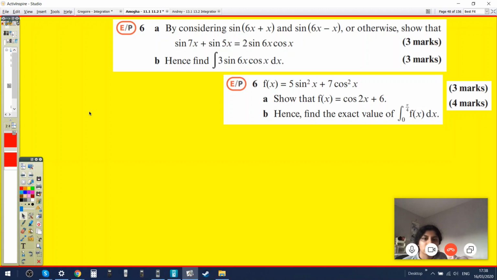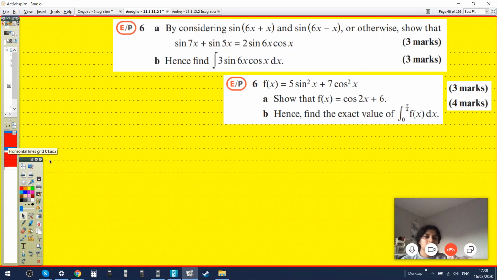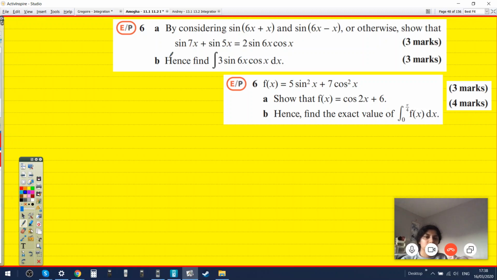This is 3 sin x, 6x cos x. So I'm not sure how to do that. How do you go from 2 to 3? Divide by 1.5. And dividing by 1.5 is the same as multiplying by 2/3. Yep. Keep change flip. Yeah. And so?